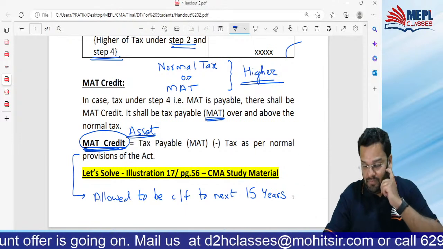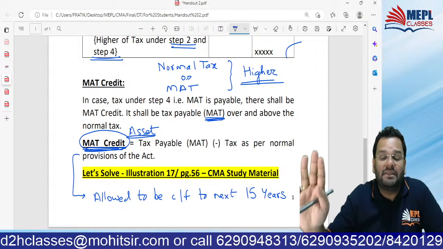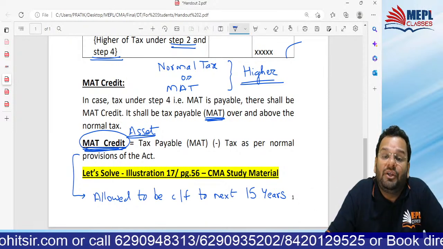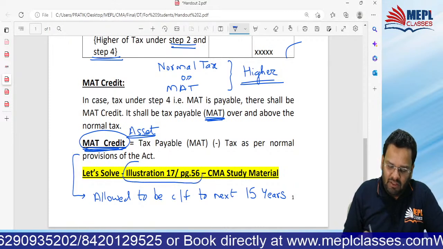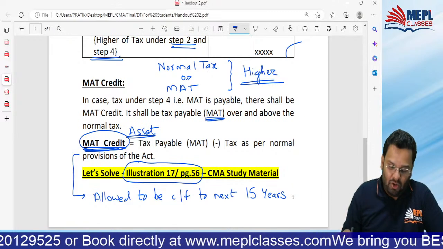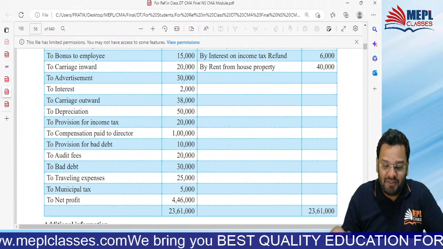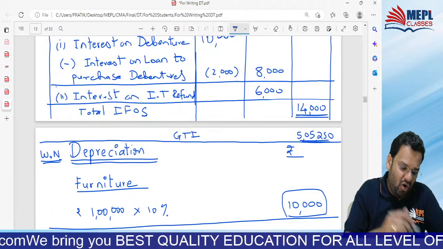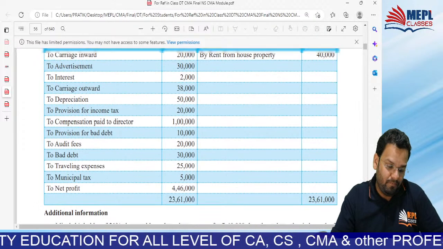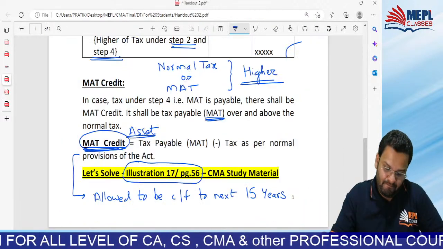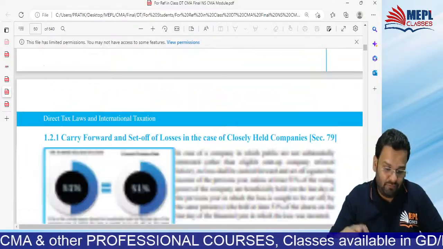In today's session, one last thing I want to do is calculate a very basic question of liability of a company. That is the 17th question on page 56 of your module. As you know, we are going to cover 100% of your module, including all the examples. We'll leave no stone unturned. So, which example did I say? On page 56.